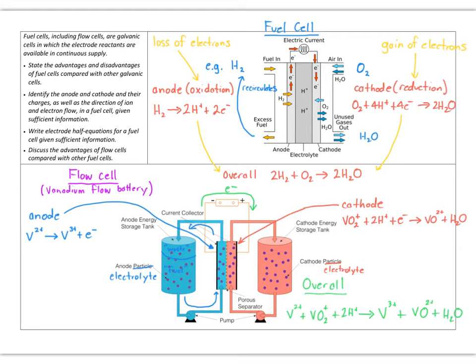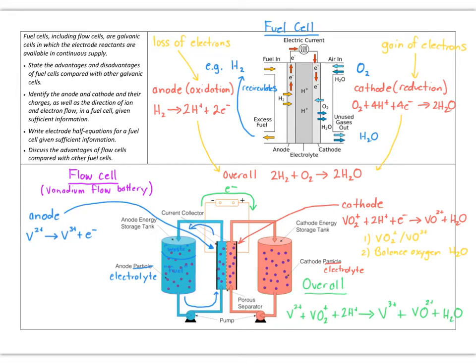So what you need to be able to do for these is write electrode half equations for a fuel cell given sufficient information. The sufficient information would be, what's the redox couple? If I go through it for this vanadium one here, step 1, the redox couple you'd be given, that's the sufficient information it's referring to there. Then you would balance out the oxygen by using H2O. There's 2 oxygen on this side, 1 on this side, so we add a water to balance the oxygen.